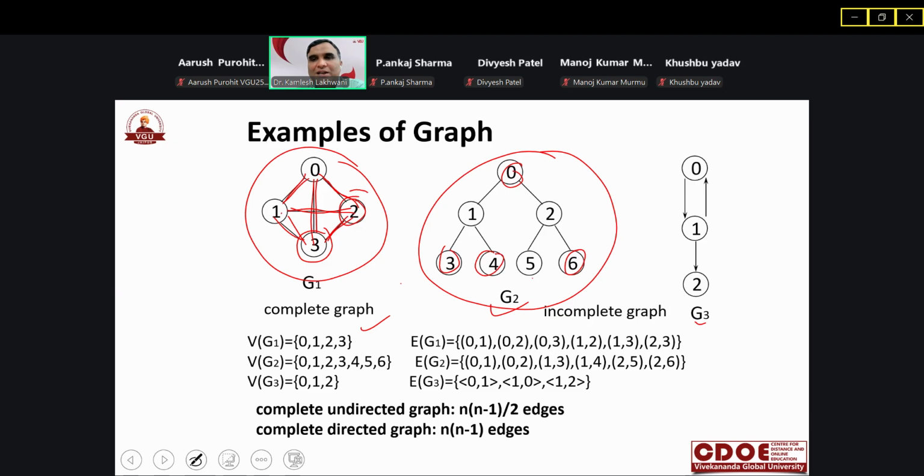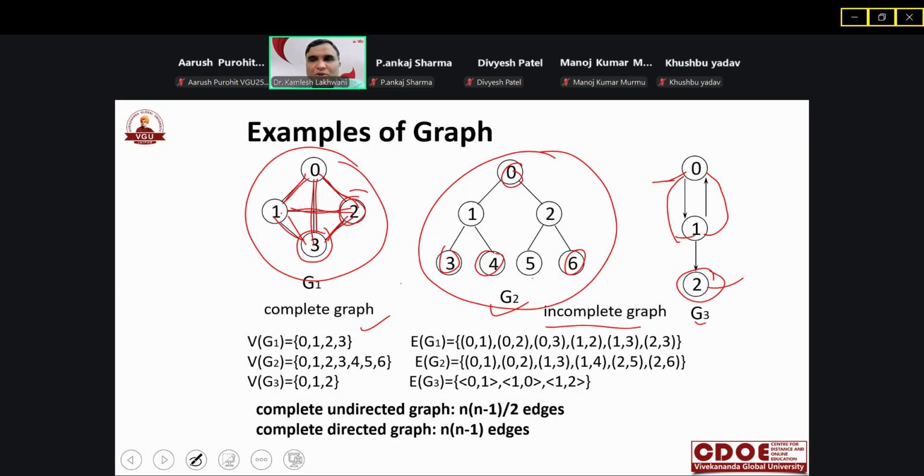Similarly, in G3, there is an edge between 0 to 1 as well as from 1 to 0, but node 2 doesn't have a direct edge from 0 to 2. It is connected, but it is not directly connected. There is no direct edge between node 0 and nodes 1, 2, right? So these graphs can be called incomplete graphs.